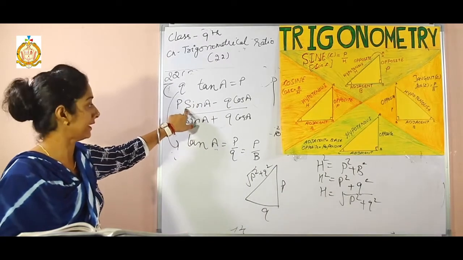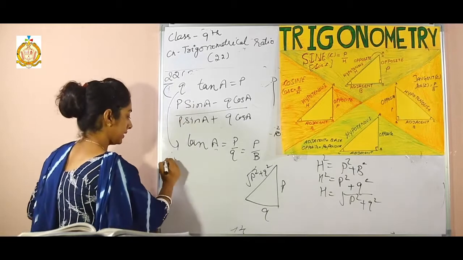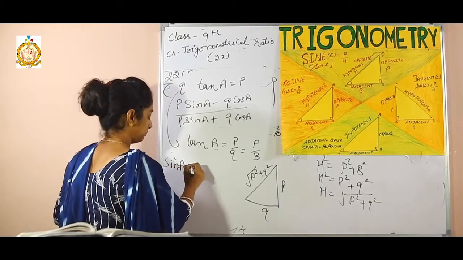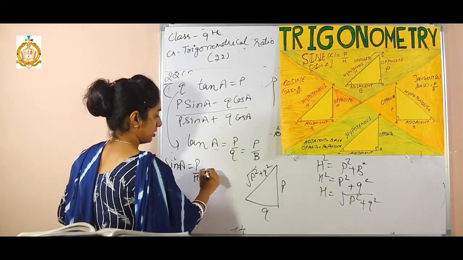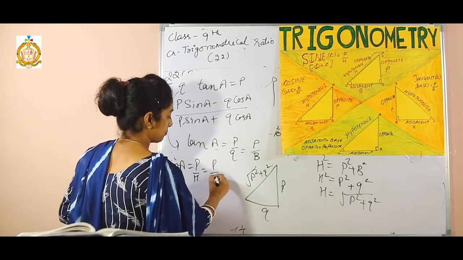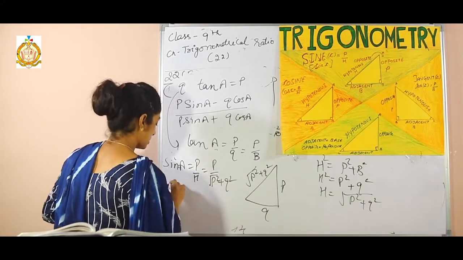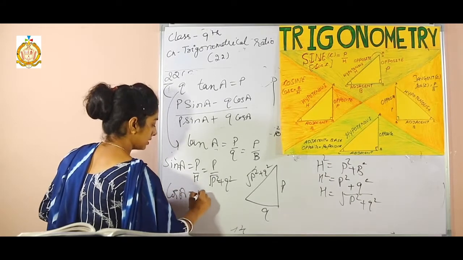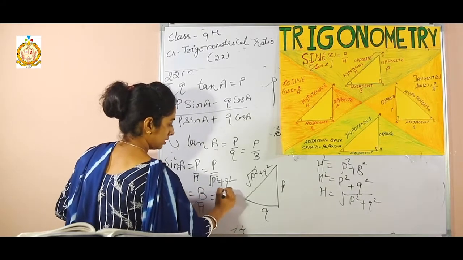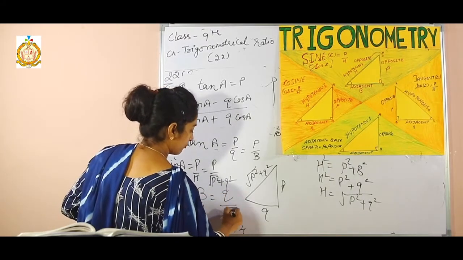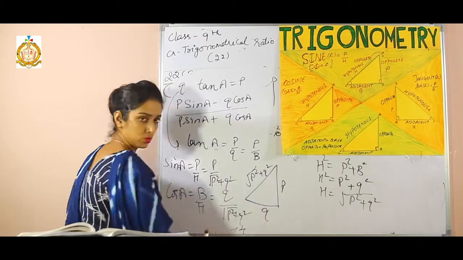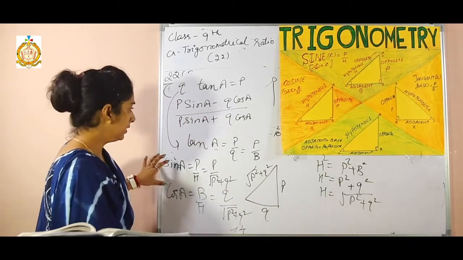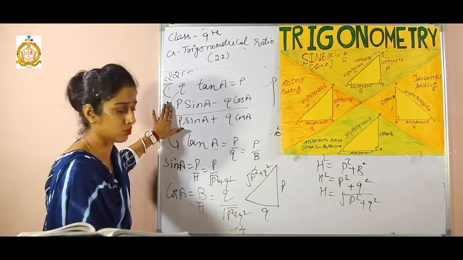First of all, we have to find sin A. Now sin A is P over H, that is P over the square root of P square plus Q square. And what is cos? That is B over H, that is Q over the square root of P square plus Q square. Clear? Now we have to put the values in this equation.